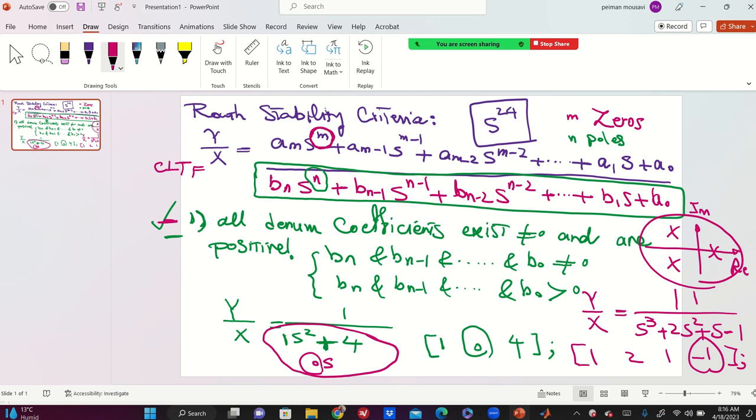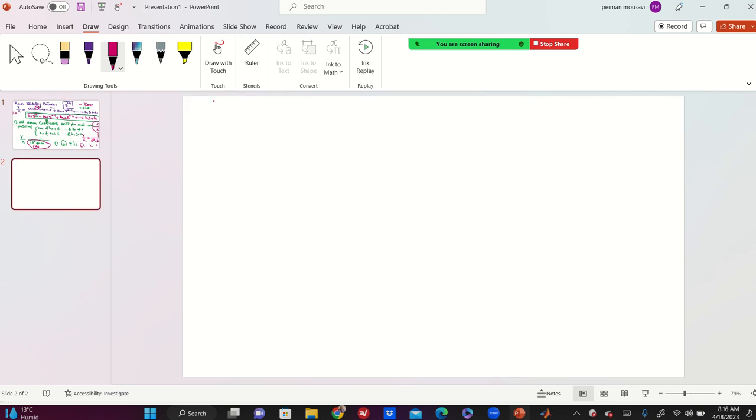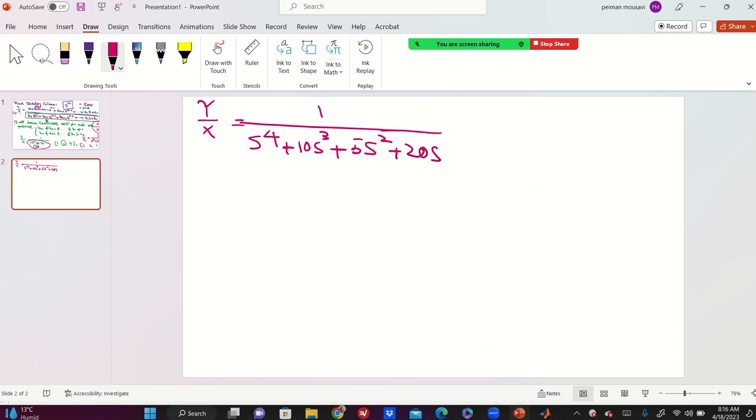Now what about this? What about this? Y over x is 1 over s to the fourth plus 10s squared plus 5s cubed plus 5s squared plus 20s. Is the system still unstable?